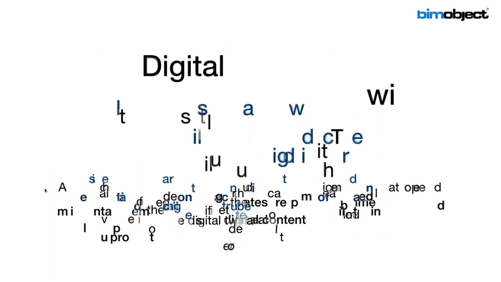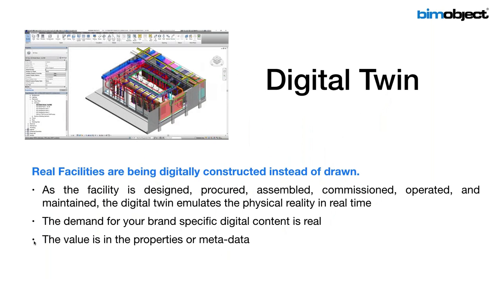So what's that going to give us? It's going to give us a digital twin. The digital twin, I'd like to call it a living, breathing, dynamic, functional twin that is actually a communication center of a real facility that is being used to operate it. It's being used to manage it. It's being used to understand how the building itself is being used. So we're actually digitally constructing real facilities instead of drawing them from the beginning.